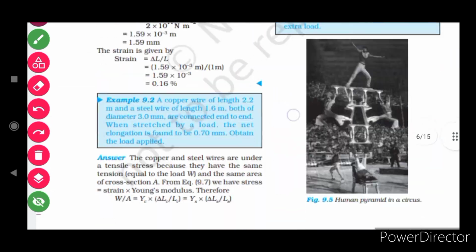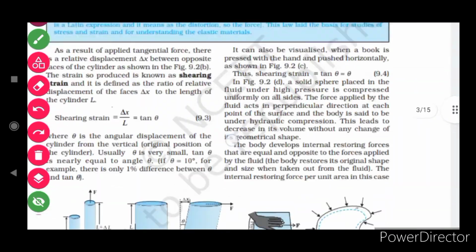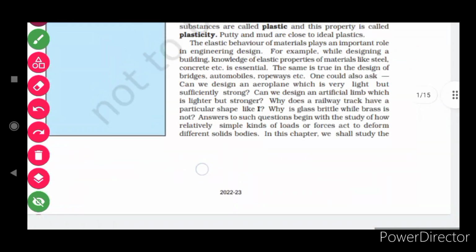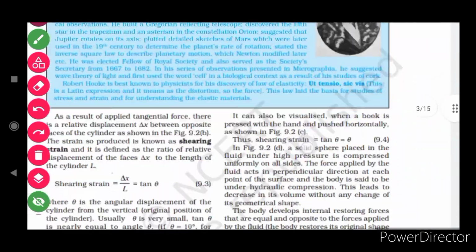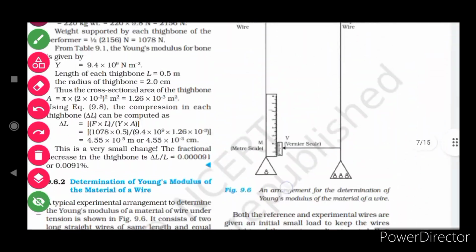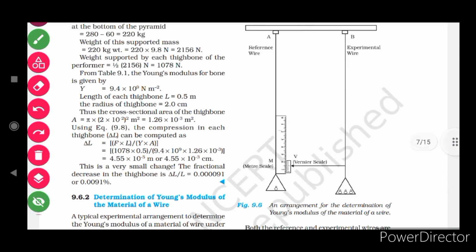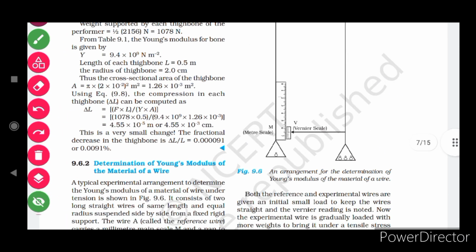Right now I cannot find the experiment. Maybe in the next paragraph it is given. Yeah, this experiment, you see. This is the experimental wire, and this is the reference wire. We'll just keep on putting weight here, and we'll observe the reading of how much the length of the wire is increased.